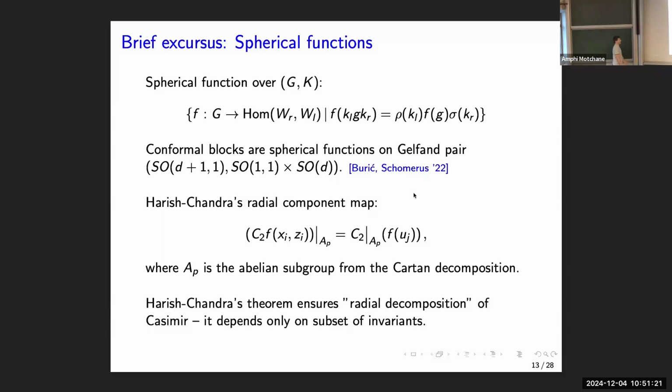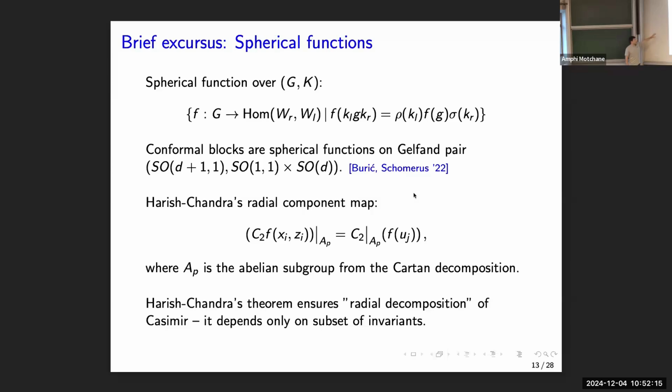So once you know this, the first thing to check once you call conformal blocks spherical functions is whether the spherical functions were known for this pair of groups. Unfortunately, they're not, so you need to compute them yourself anyway. But this still tells you something nice, and this comes through the Harish-Chandra component map, which is a theorem telling you that the Casimir operator acting on a spherical function f can be reduced to a subgroup, which I call A. This is equivalent to reducing the Casimir differential equation to this subgroup A and then acting on your function. So in a sense, if you have a spherical function, you can do this reduction without any problem, because this is a theorem, so it works.